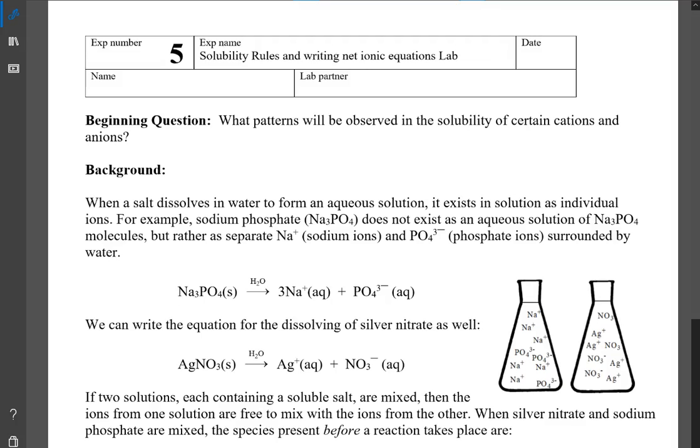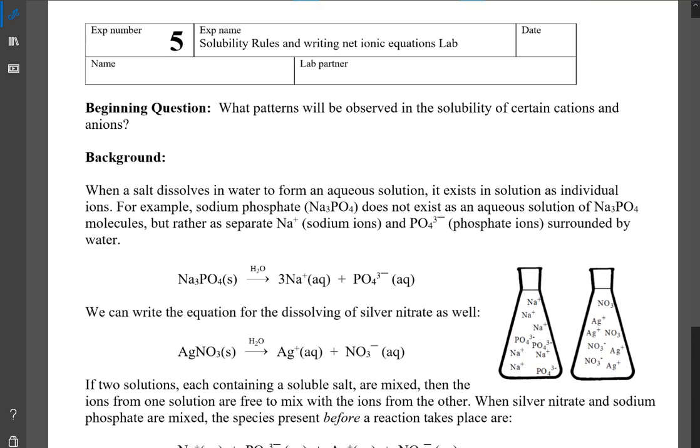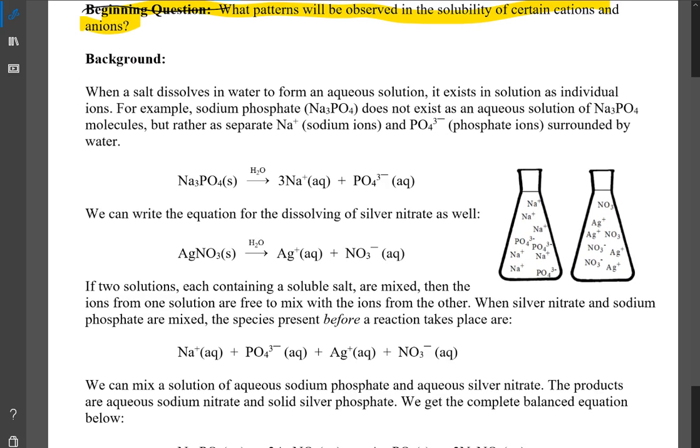All right, here are the solubility rules pre-lab. Okay, we're beginning with the question: what patterns will be observed in the solubility of certain cations and anions? Now, background information. We've already talked about dissociation.